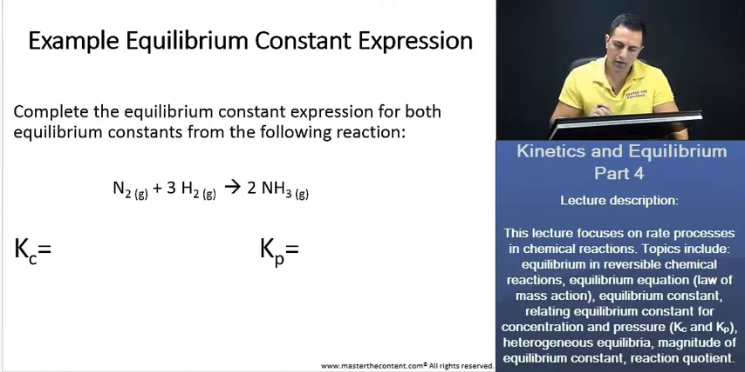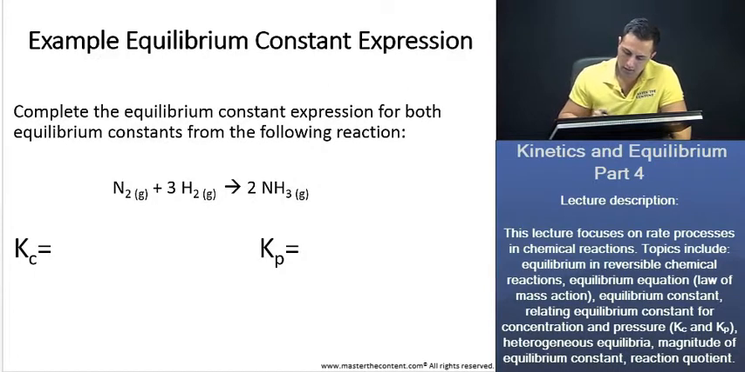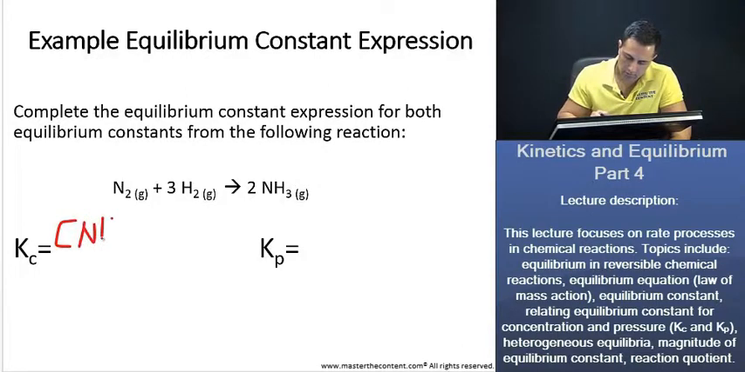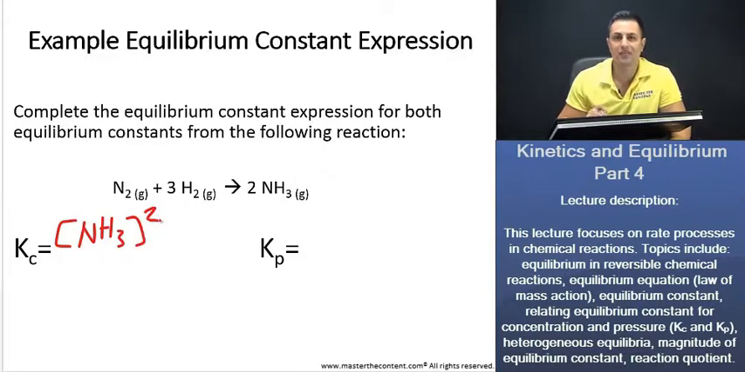Perfect. Example, equilibrium constant expression. Complete the equilibrium constant expression for both equilibrium constants for the following reaction. Okay, great. Remember, the equilibrium constant expression was everything to the right of the equal sign. Looking at the reaction here, we see ammonia is being synthesized, and for concentrations, recall for molar concentrations, we could just use square brackets. I forgot to point that out to you guys in the previous slide. So we just have ammonia here, and it's going to be raised to the what? The second power, right? Because the coefficients are telling us that.